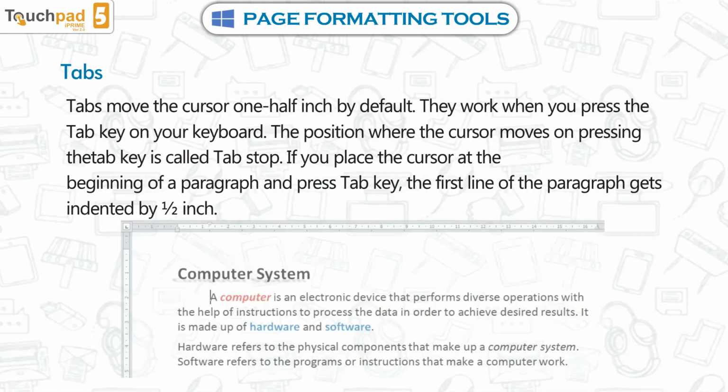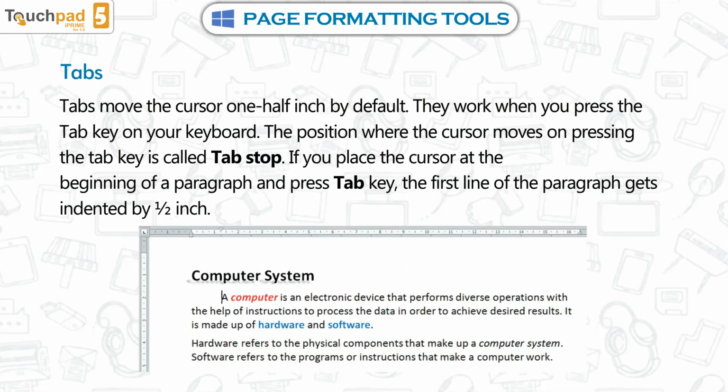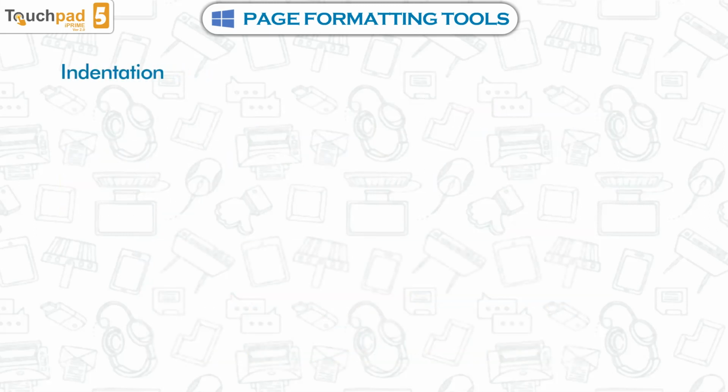Tabs. Tabs move the cursor 1/2 inch by default. They work when you press the Tab key on your keyboard. The position where the cursor moves on pressing the Tab key is called Tab Stop. If you place the cursor at the beginning of a paragraph and press Tab key, the first line of the paragraph gets indented by 1/2 inch.